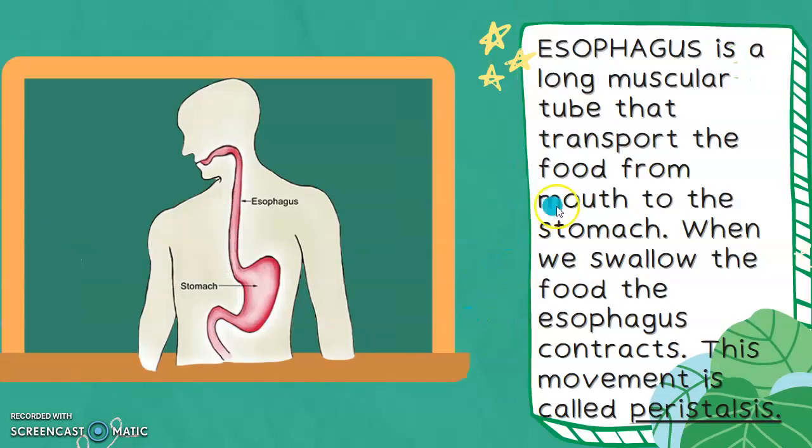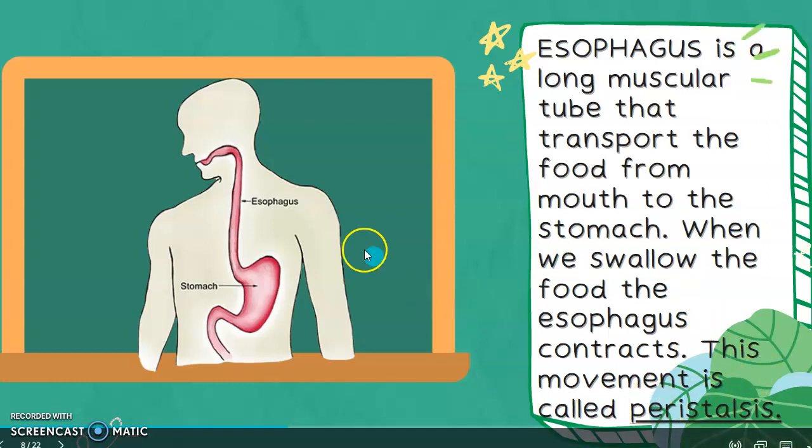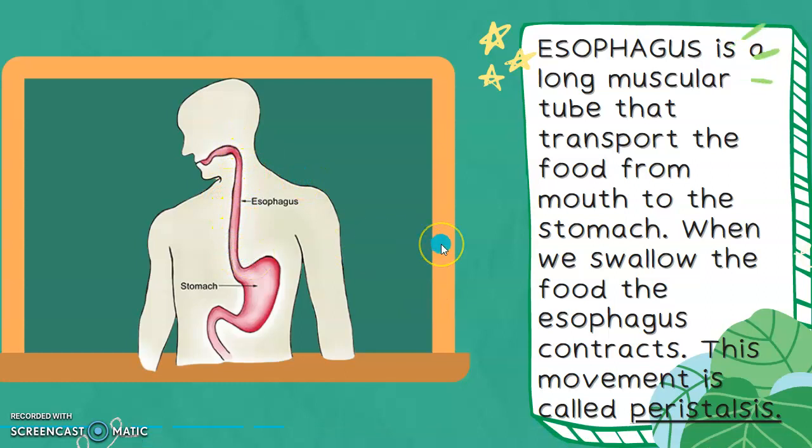Dako na tayo sa esophagus. Pag nilunok natin ang pagkain, dyan siya dadaan sa esophagus. It is a long muscular tube that transports the food from the mouth to the stomach. When we swallow the food, the esophagus contracts and this movement is called peristalsis. So, yung wave-like movement ng esophagus habang dumadaan yung pagkain ay tinatawag na peristalsis.